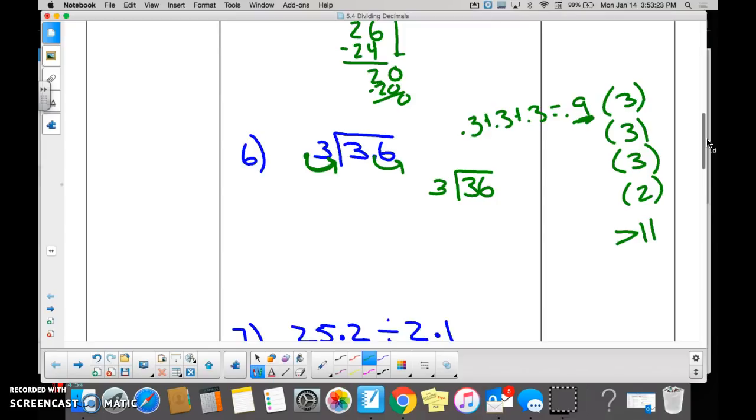So most of you hopefully know that 3 goes into 36 12 times, but the long way of doing that: 3 goes into 3 one time.